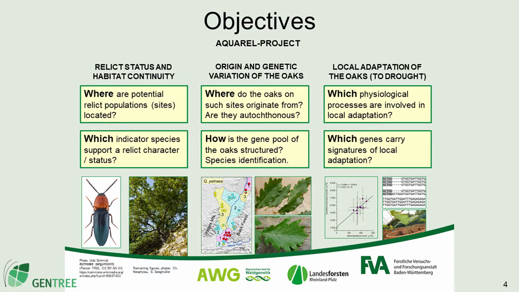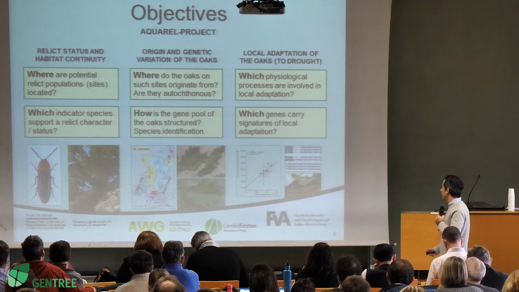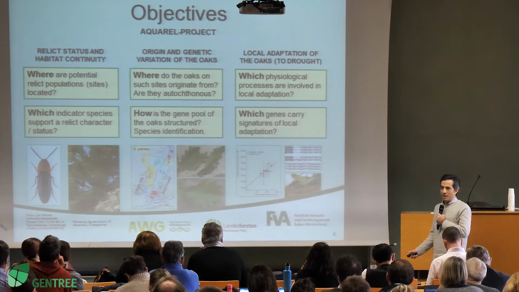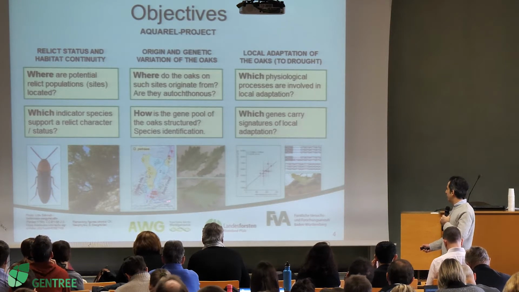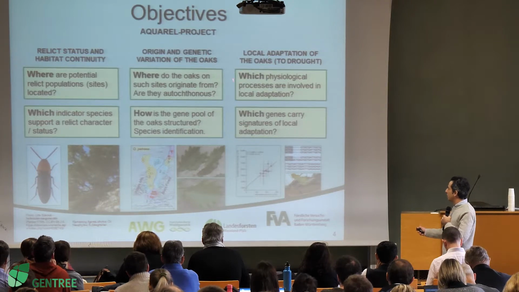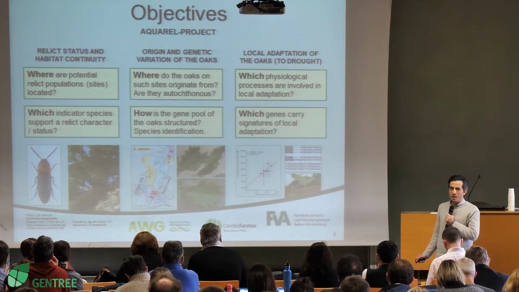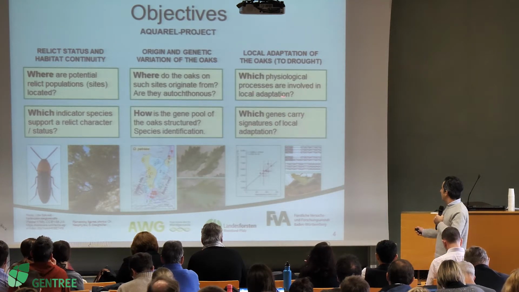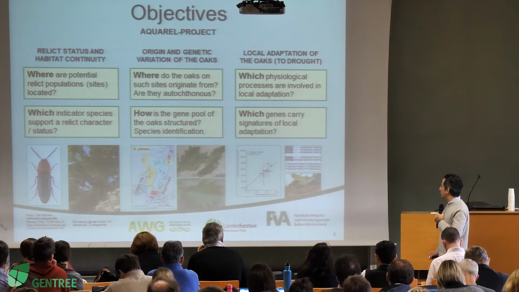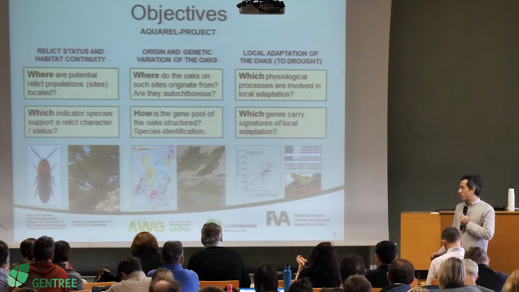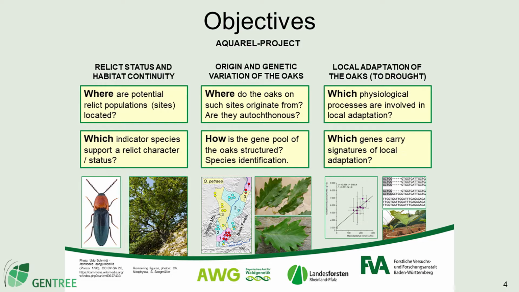And we also use neutral markers to study the intraspecific structure, but also to assign individuals to species. And if the oaks have been there over many generations, they might have adapted. To study this, we have two different approaches. We have a physiological approach, which is carried out by our partners in Rhineland-Palatinate, and we ask the question, which physiological processes are involved in local adaptation? And from the genomic point of view, we are interested in genes that carry signatures of local adaptation.